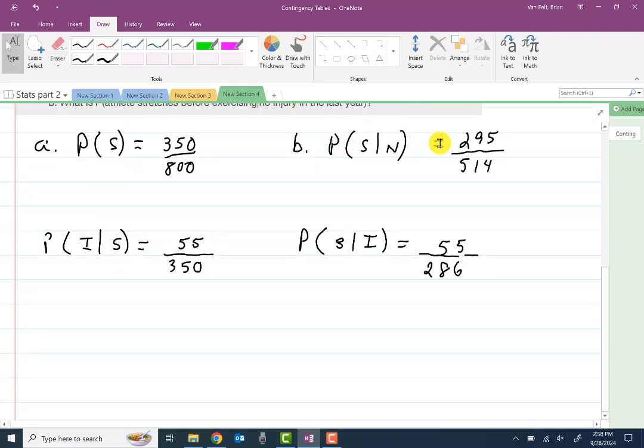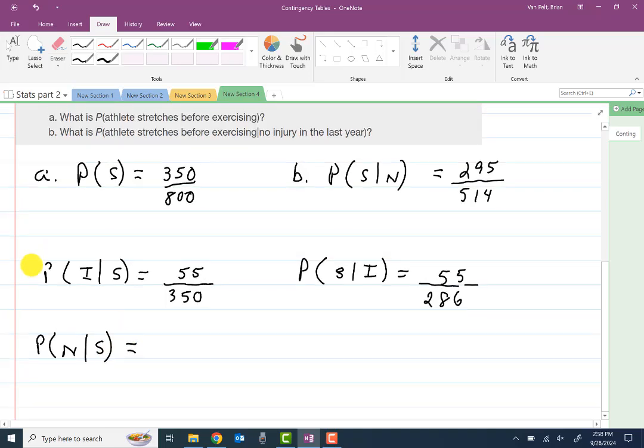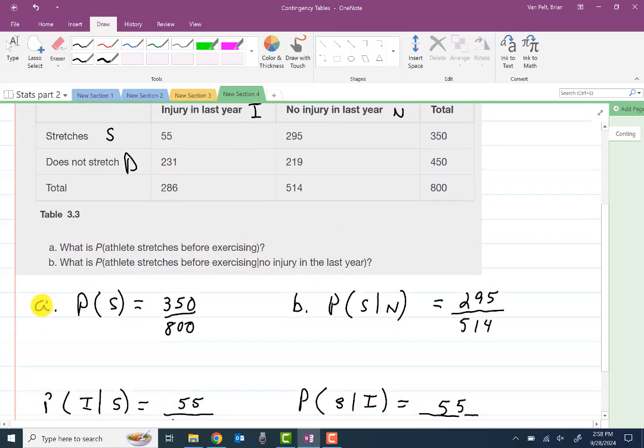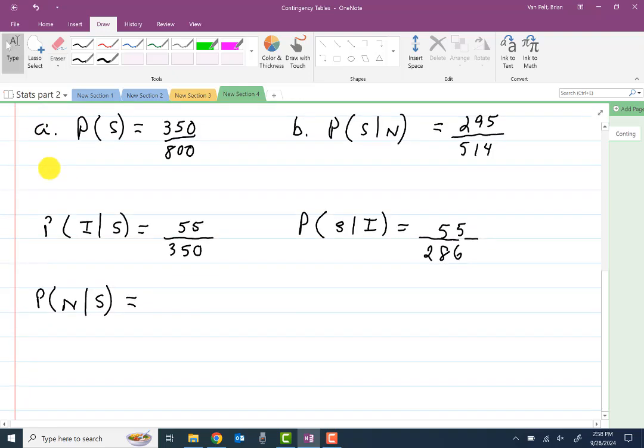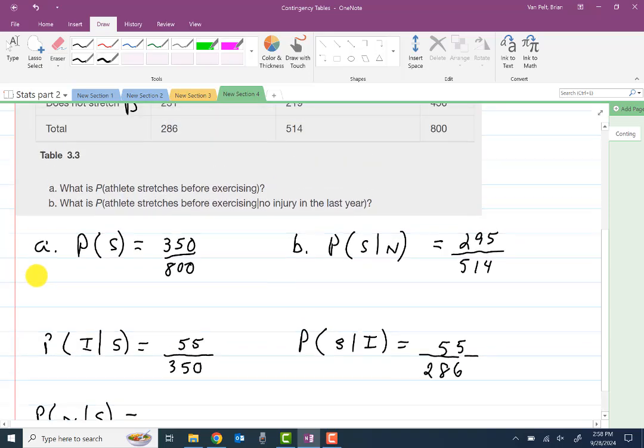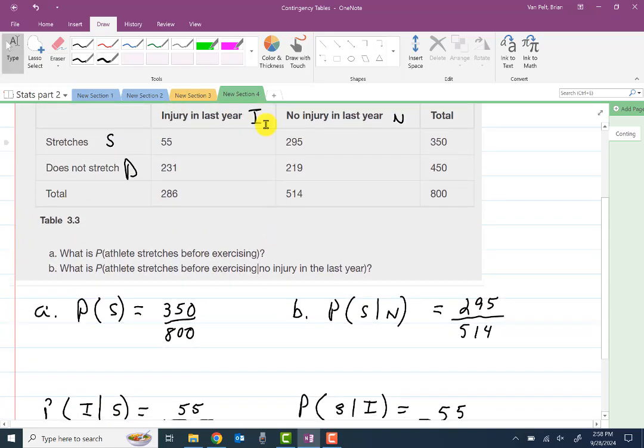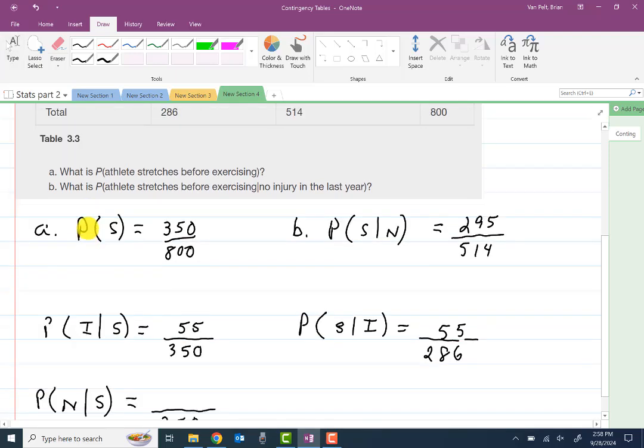We did the probability of S given N. While I'm at it, let's do the probability of N given S. So how many stretchers again did we have? 350. And of those stretchers, how many of those were not injured? 295.